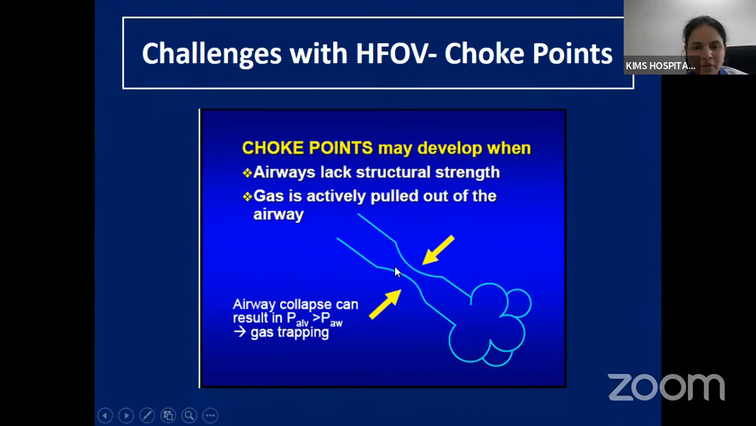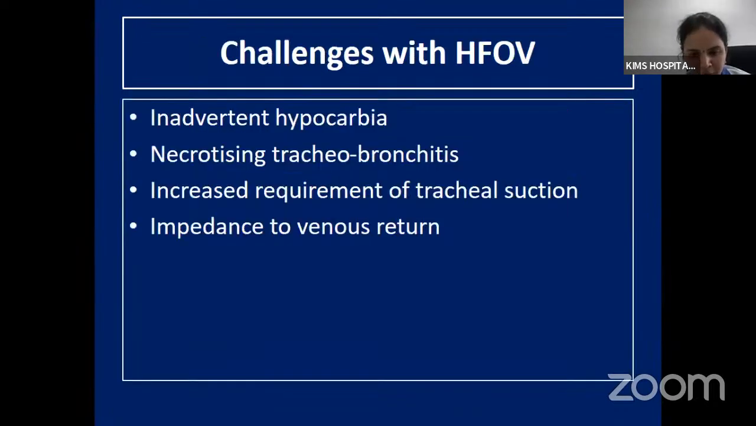One of the commonest side effects is the creation of something called choke points. These are points in the airway where, because of the reduced tensile strength or structural strength within the airway of the newborn, there may be areas where the airway could have completely collapsed, which results in gas trapping. This is because gas is actively pulled out of the baby's alveoli during expiration.